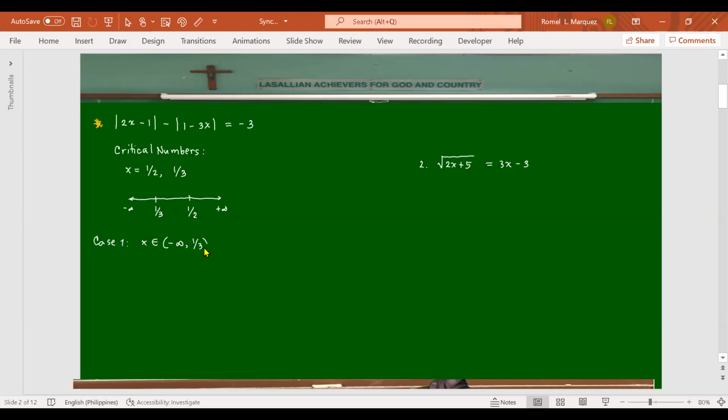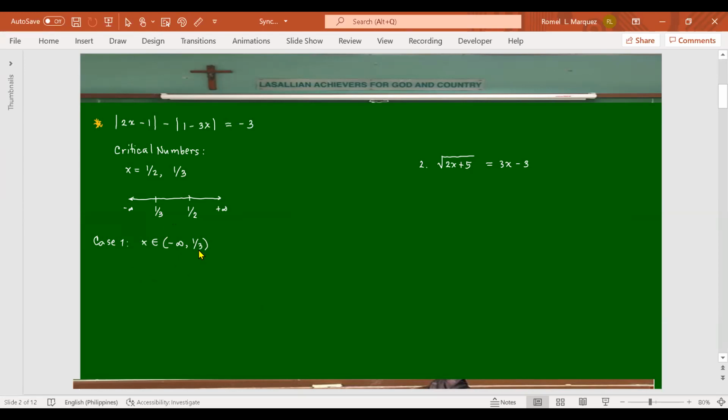You can include 1/3 here or include 1/3 later in the next interval, as long as you include it in just one interval. Is that clear, children? Yes po, sir. 1/3 you can have in brackets in the second or here. But if you choose the second, you use parentheses here and include it later in the second case. So let's include that in the second case.